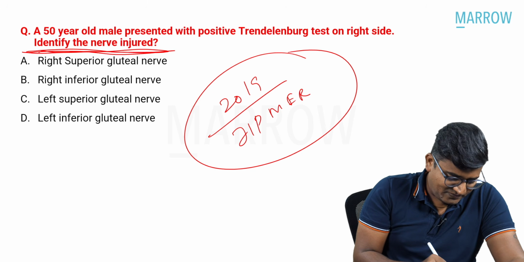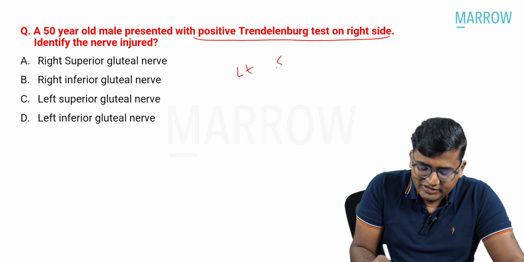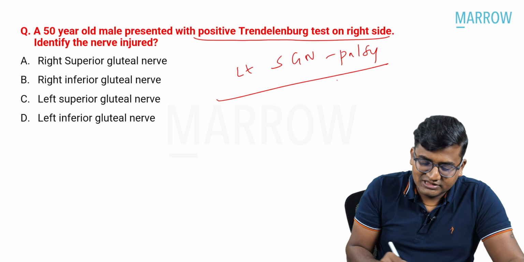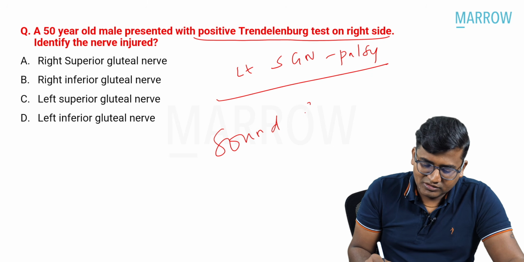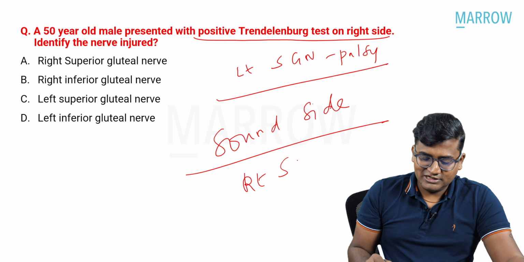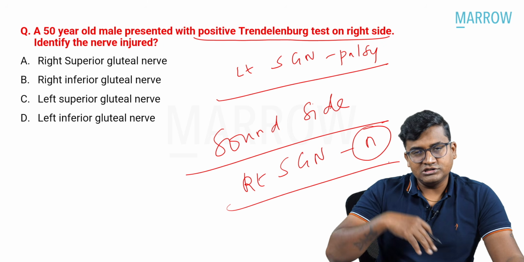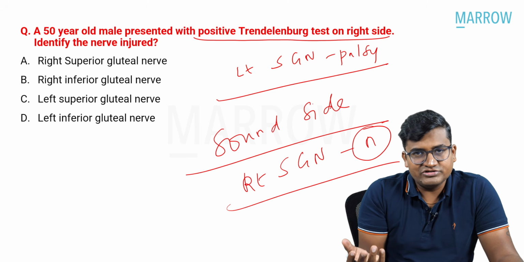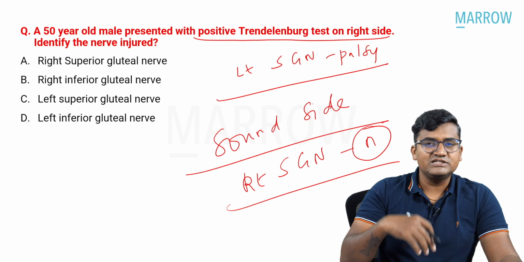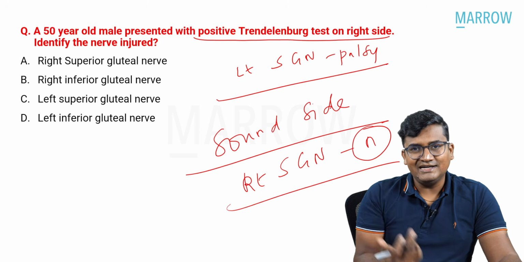Now, in this case, the patient is standing on the left side, left side superior gluteal nerve palsy. So, if they are asking about sound side, which is the normal side? Right side superior gluteal nerve is normal. So in the future, in 2023 INI-CET, they may ask a question like this. They may give the same clinical scenario and ask you which side is sound side. Then you may get a similar question in the 2023 NEET exam.